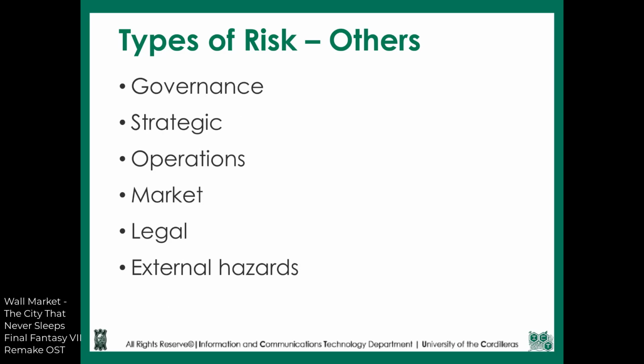There are other types of risk, such as governance, mostly coming from outside of the team, strategic in terms of detailed implementation in accordance to the company or customer's wishes, operations such as contracts, market standards and operations, legal disputes such as intellectual property, and other external hazards like location and specified natural disasters.